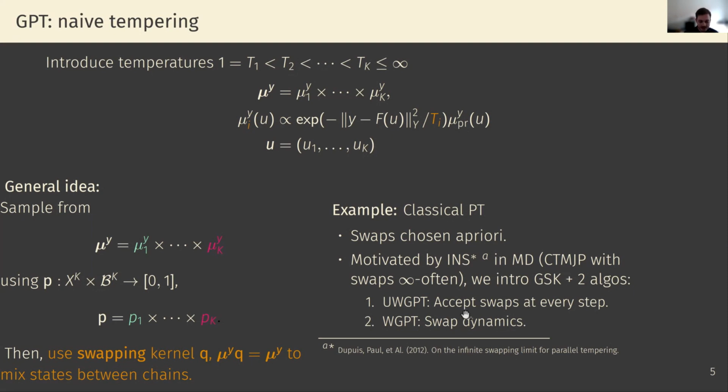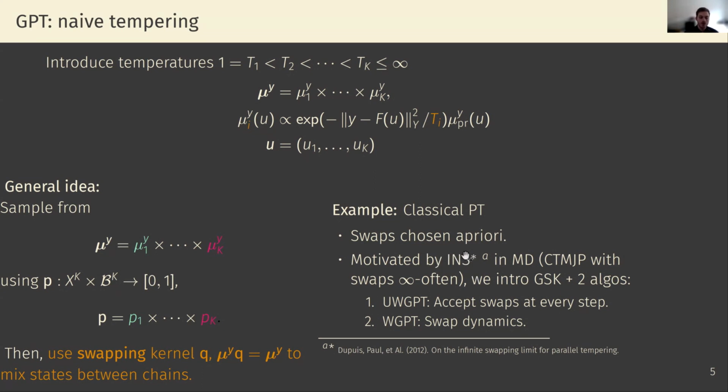Now, motivated by the infinite swapping algorithm, which is a molecular dynamics counterpart of the parallel tempering algorithms that can be understood as a continuous time Markov-jump process where swaps happen infinitely often, and that can be shown to be computationally more efficient than the continuous time parallel tempering method for molecular dynamics, we introduced three things. The first one is a generalized swapping kernel that can account for not only the case where you fix which temperatures you want to sample, which chains you want to swap a priori, but for any sort of swap that you might think of. And we introduced two algorithms that aim at replicating what this infinite swapping algorithm does.